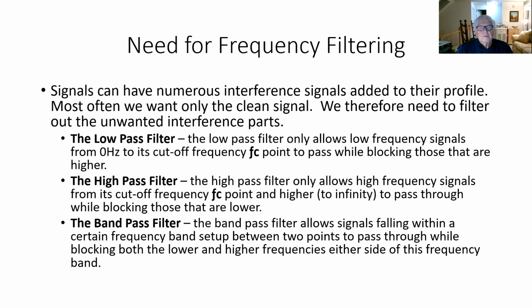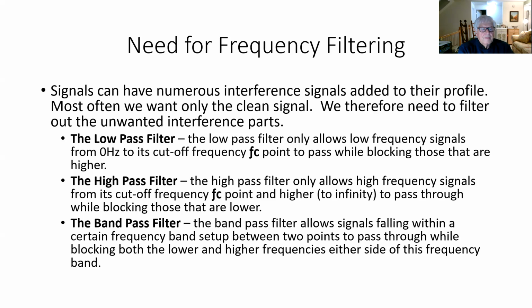Signals have numerous interference signals added to their profile, and most often we want only those clean signals. Therefore, we need to filter out the unwanted interference parts. So we use a low-pass filter. A low-pass filter only allows low-frequency signals, basically from 0 hertz up to some cutoff frequency, which we label as FC, to pass while blocking those of high frequencies.